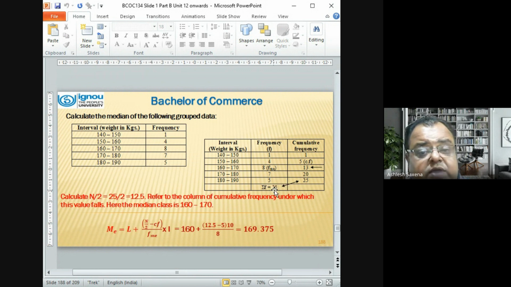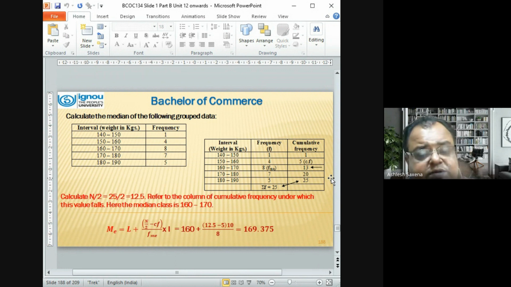The sum over here and the number over here will always be the same. Now we have to calculate the median, so we have to calculate n by 2. N by 2 means 25 by 2, and 25 by 2 means 12.5. Now you have to go to this cumulative frequency table and find out the class where 12.5 lies.